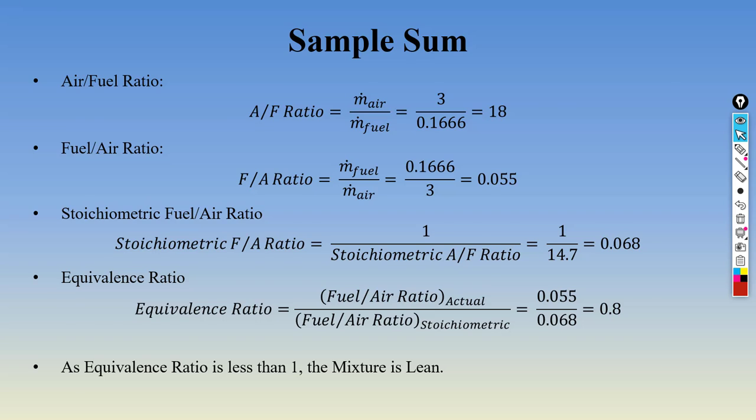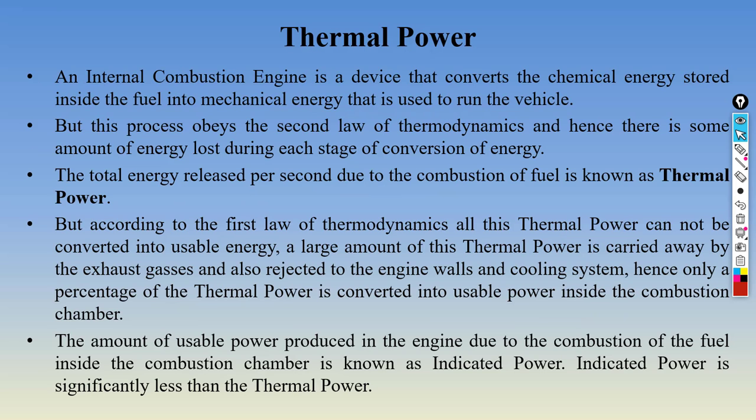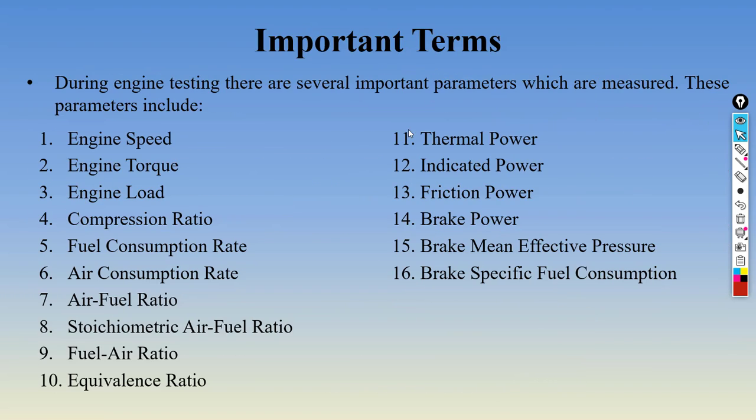After this, we will be looking at the different types of power which are produced inside the engine. To understand this concept, it is very simple. First of all, there will be four powers which we will be learning about. What are the four powers? You can see them over here. First is the thermal power, second is indicated power, third is friction power, and fourth is brake power. These are the four powers which are concerned with your engine.